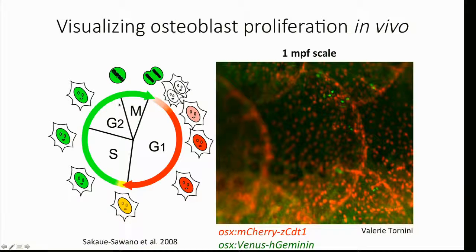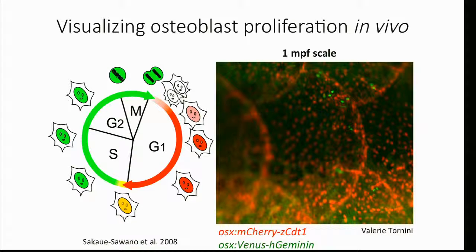And here I have, just to get oriented, a juvenile scale developing, so most of the osteoblasts in the scale are in G1 phase, but along the border you see some cells in the proliferative phases. And I want to, of course, thank Val Tornini, who generated these lines.